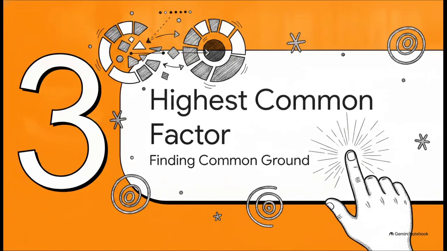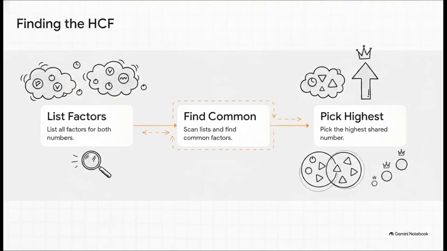Which brings us to Section 3, Highest Common Factor. So what actually happens when two numbers need to share their pieces? Well, finding the HCF follows a super simple, repeatable three-step logic. Step 1, list all the factors for both numbers. Step 2, scan those lists and find the common factors, meaning the numbers that show up in both lists. And Step 3, out of those shared numbers, you simply pick the highest one. See, it really is that straightforward.